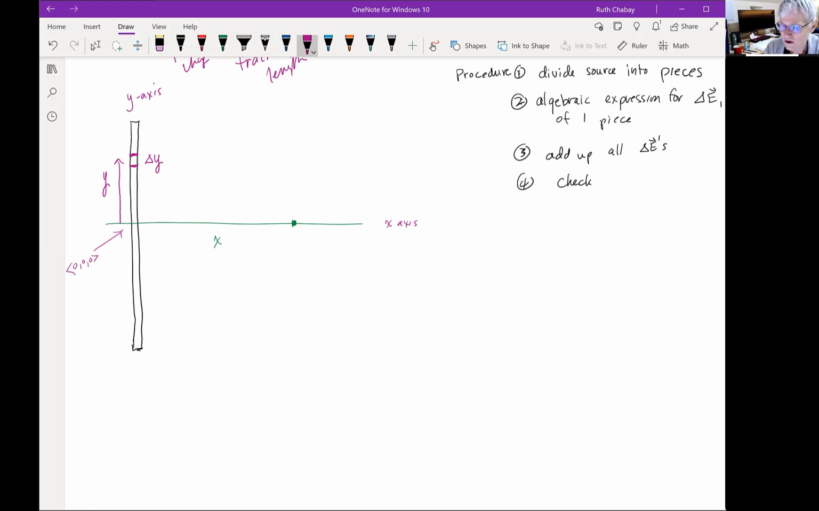And so the location of this piece here, our standard piece, this location is going to be x is 0, y is y, and z is 0. And the location of our observation location is going to be x, 0, 0, sorry.